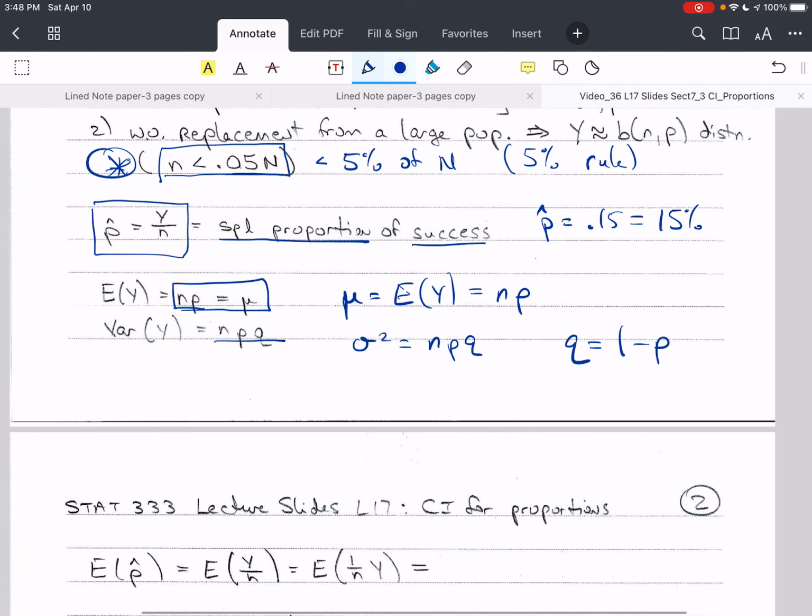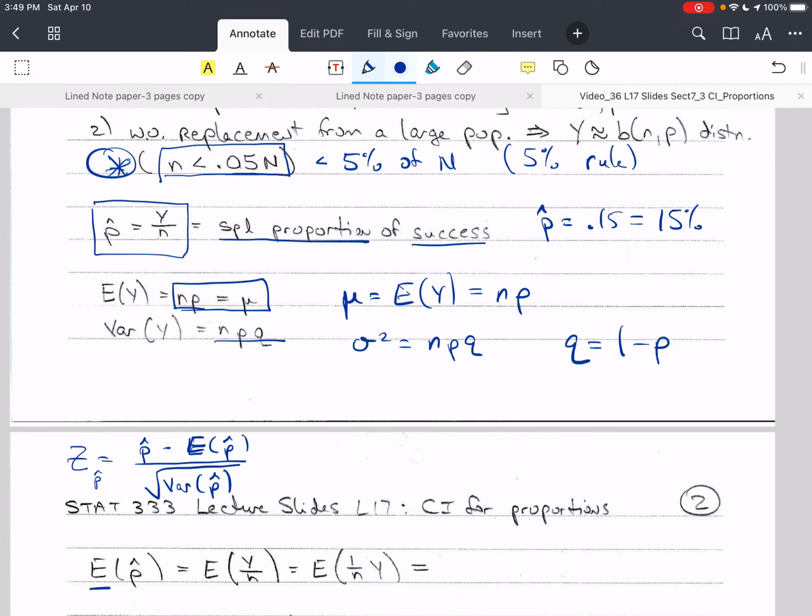So let's find out what the expected value of p hat is. Why are we doing this? We want to find z, which is equal to the standardized form of p hat. That will be p hat minus E of p hat, divided by the standard deviation, or the square root of the variance of p hat. So we need to find E of p hat, and we need to find the variance of p hat.